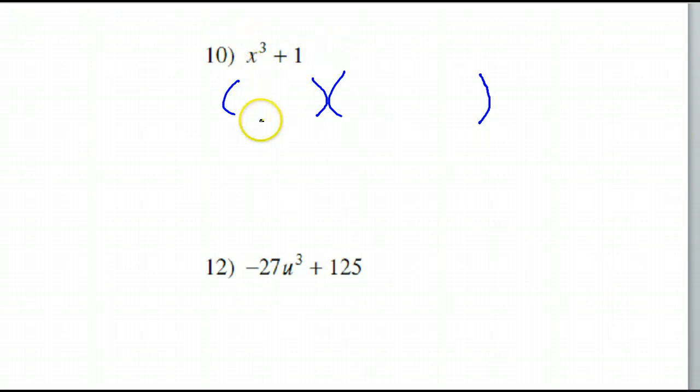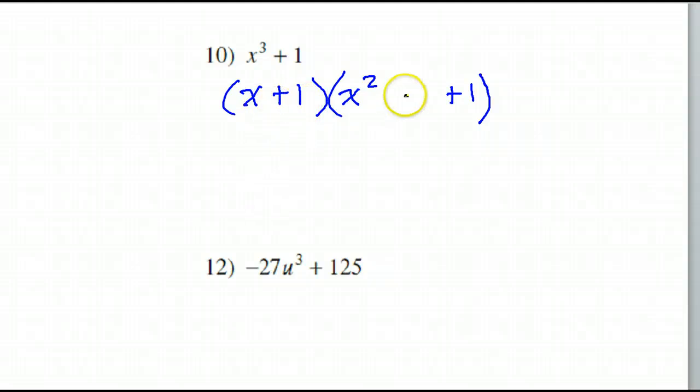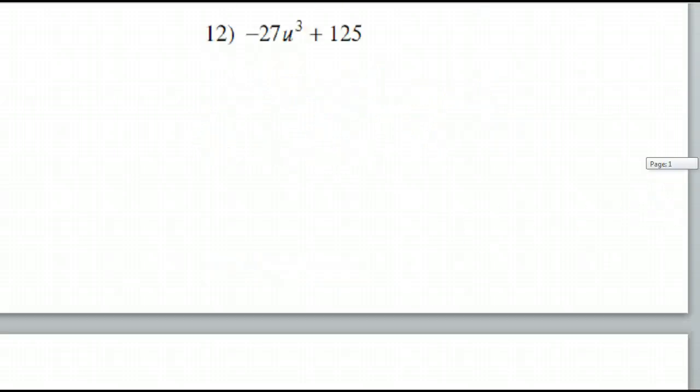So the roots of these are x plus 1. If I square these, I'm going to get x squared and positive 1. If I multiply these together, I'm going to get 1x, which is just x, and then I will do the opposite sign. So that is the answer to number 10.